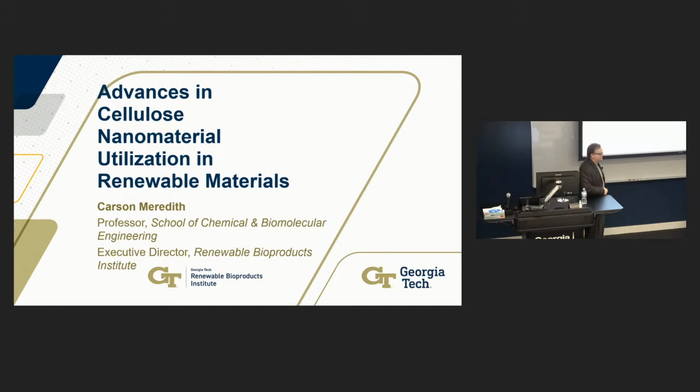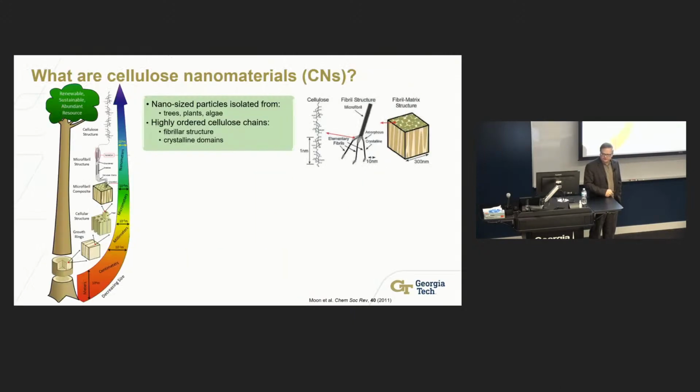So today I want to talk to you some about work that my group does in cellulose nanomaterials, utilizing them in applications for renewable or sustainable materials. And so, first of all, what are cellulose nanomaterials? For the uninitiated, if you look at the structure in a plant, which includes trees, algae are technically not plants, but they're very similar. Trees, plants, and algae all produce cellulose, and these molecules hydrogen bond and form crystals.